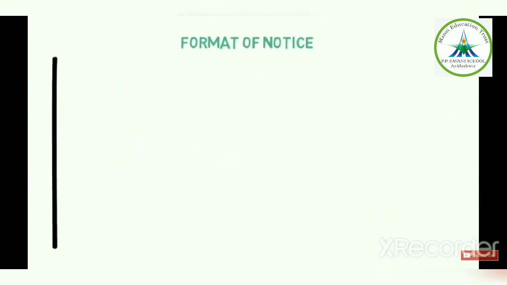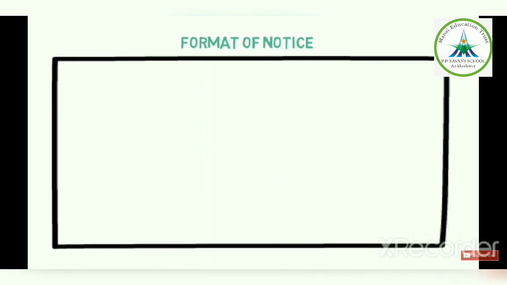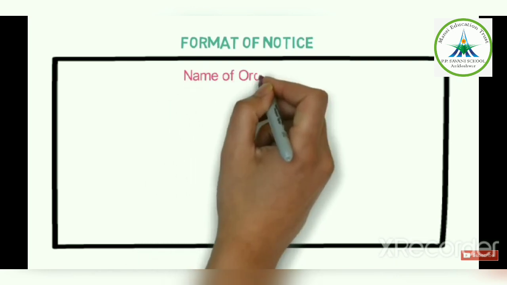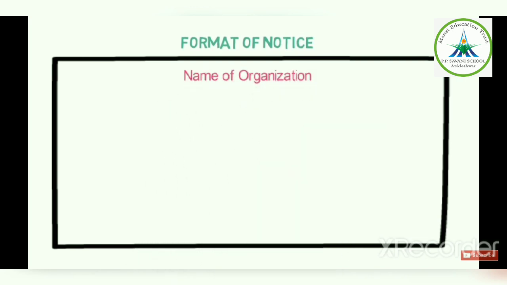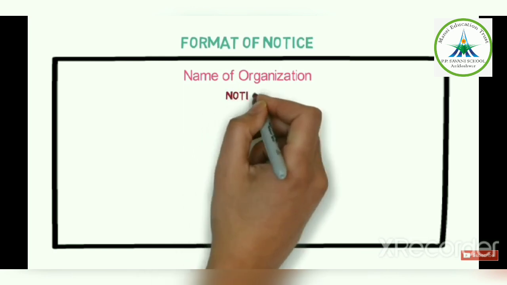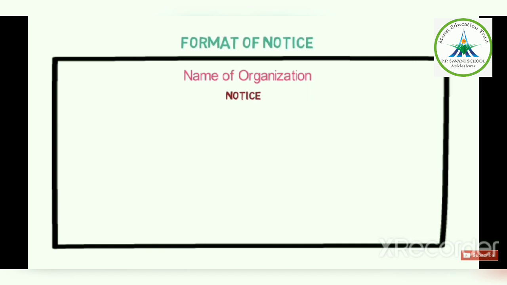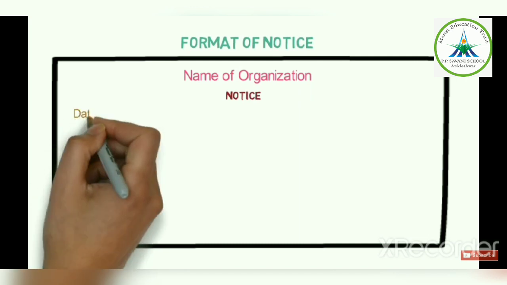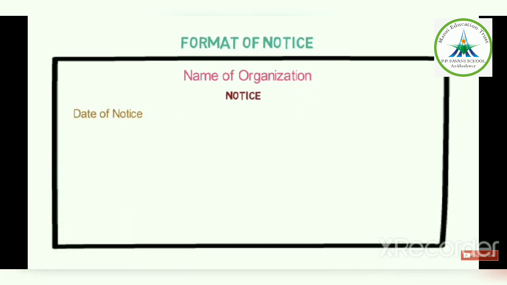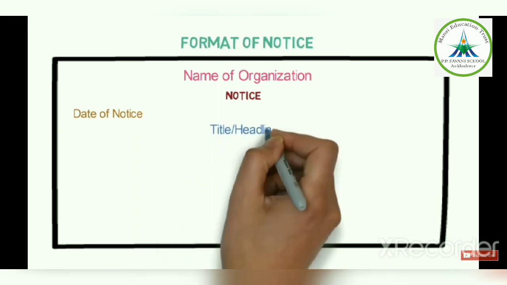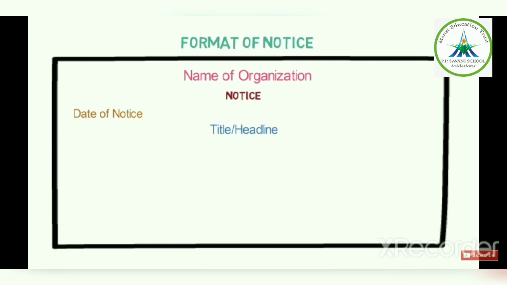Now, the format of the notice. First of all, we have to draw a box. While writing the notice, we must draw a box. Then we have to write the name of the organization. That should be in the middle of the box. Followed by notice. That should be written in capital letters. On the left hand side of the box, the date should be written, the date on which you are issuing the notice.